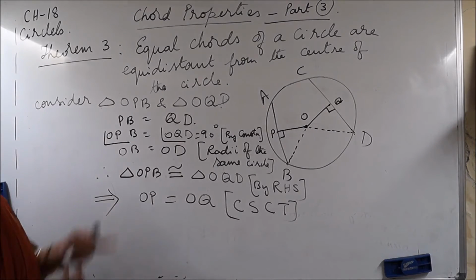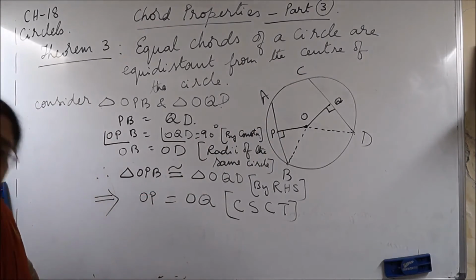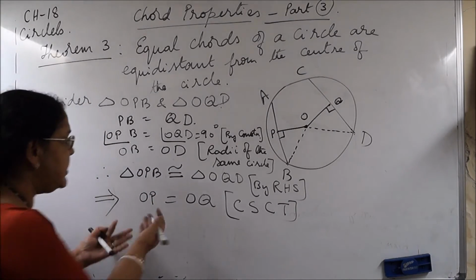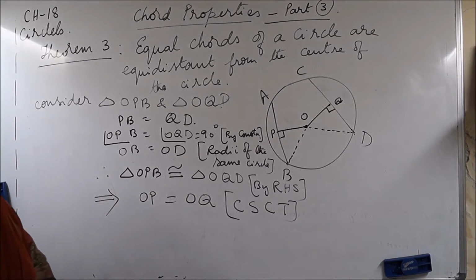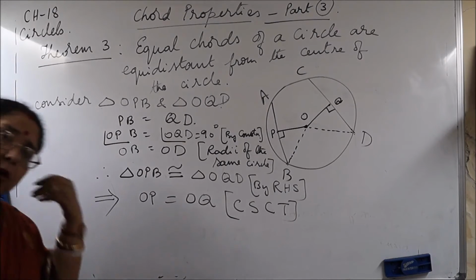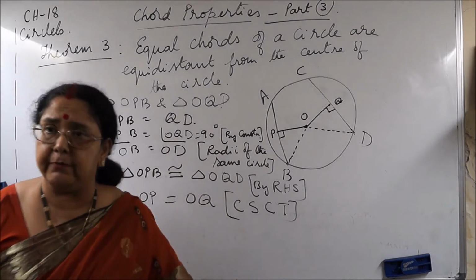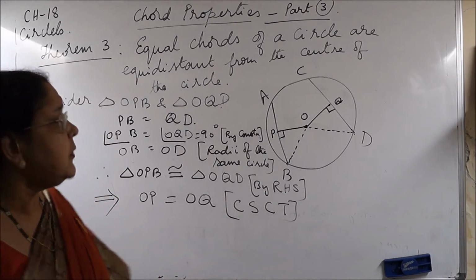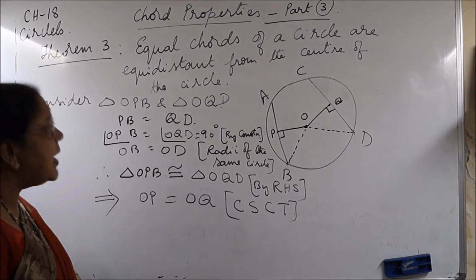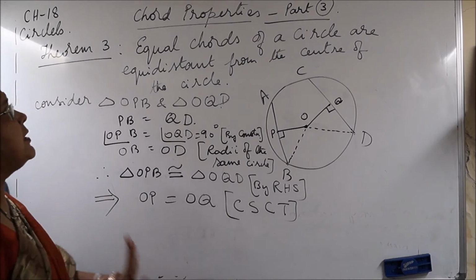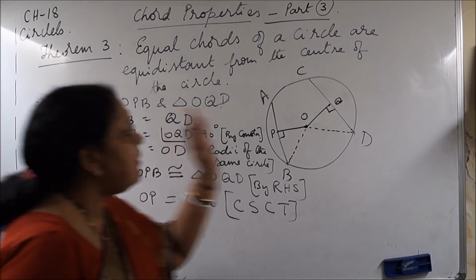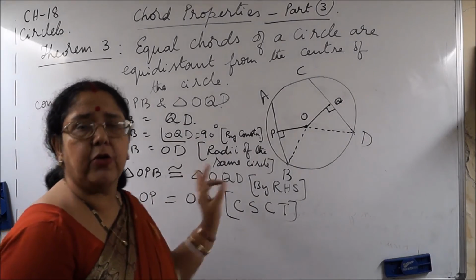And what are OP and OQ? They are the perpendicular distances of chord AB and chord CD from the center. So if they are equal, that means the chords are equidistant. So we have proved, it is verified that what the theorem says is true. These are already verified. We are doing it just to confirm to you. You should not have any doubt whether these theorems are really true or not. So that means if you know that two chords are equal in a circle, you can conclude that they will be equidistant from the center of the circle according to this theorem.